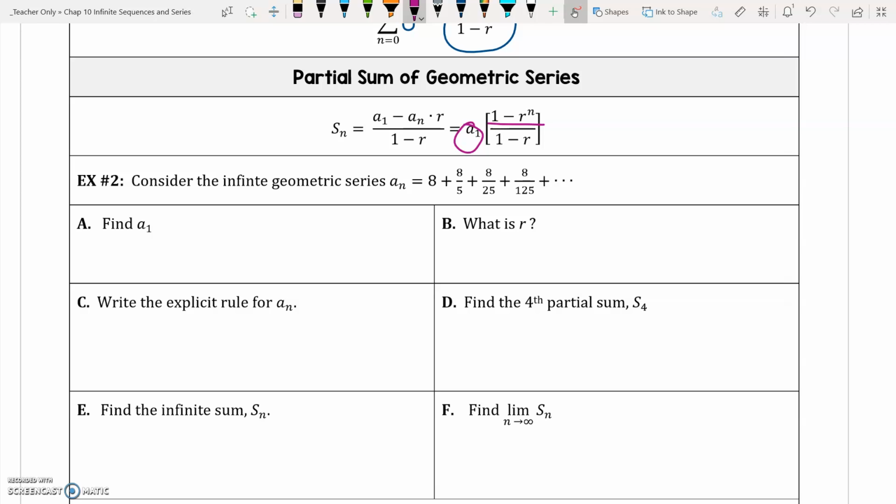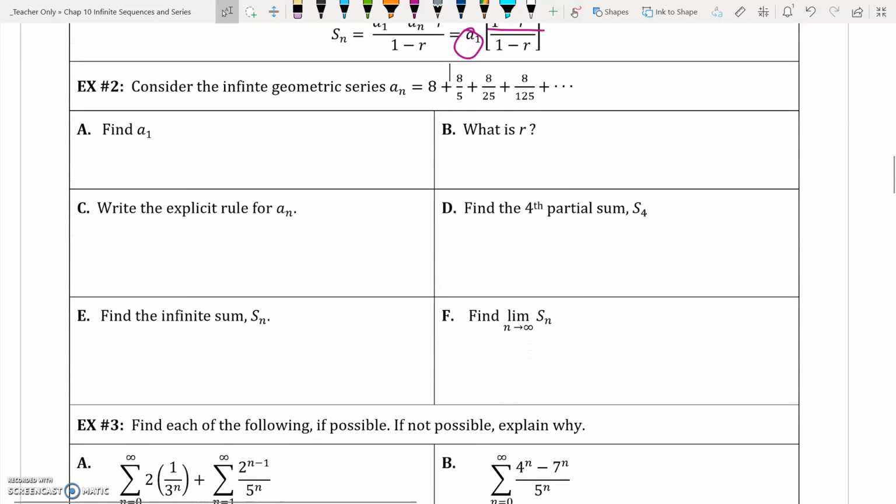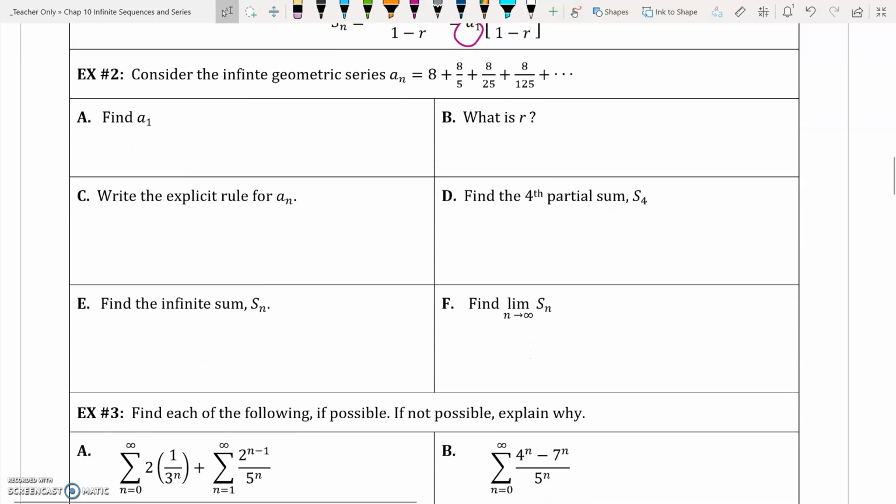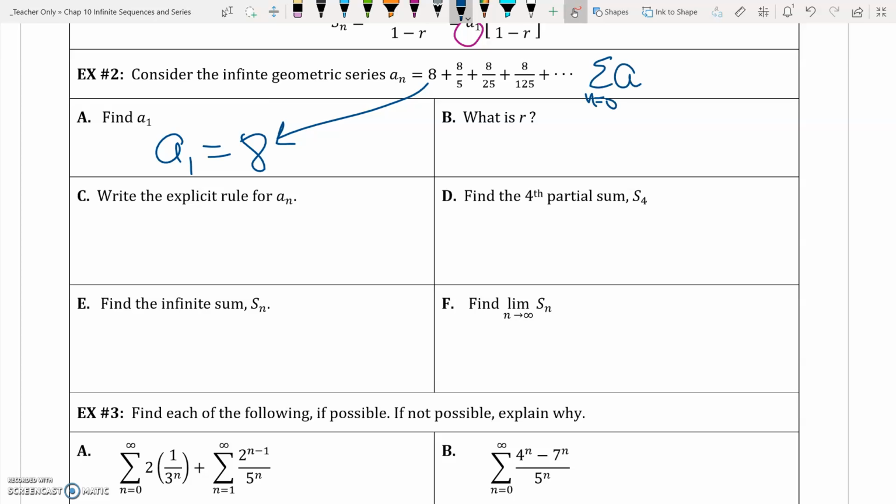So example 2. Consider the infinite geometric series 8 plus 8 fifths plus 8 25ths plus 8 over 125. First we're supposed to find a1. Well, that's easy because they wrote the terms out. a1 is just 8, the first number. Now we want to know what r is.